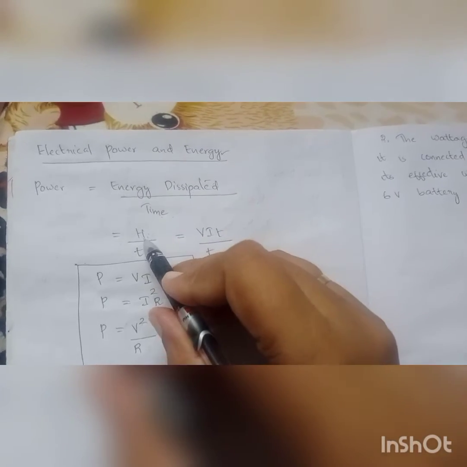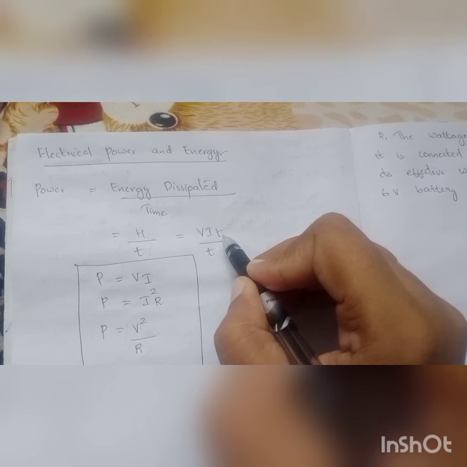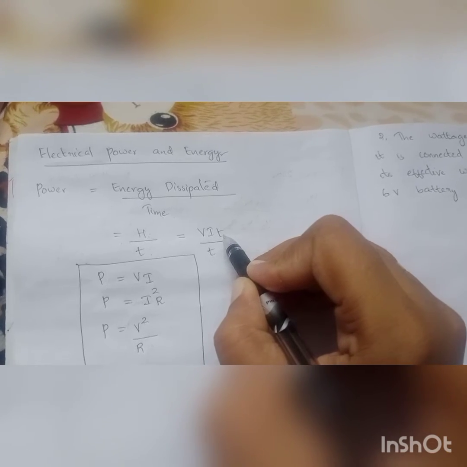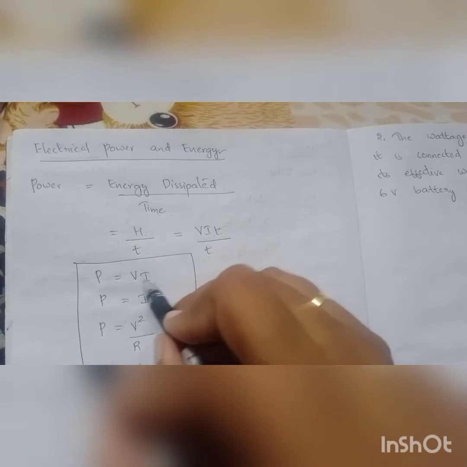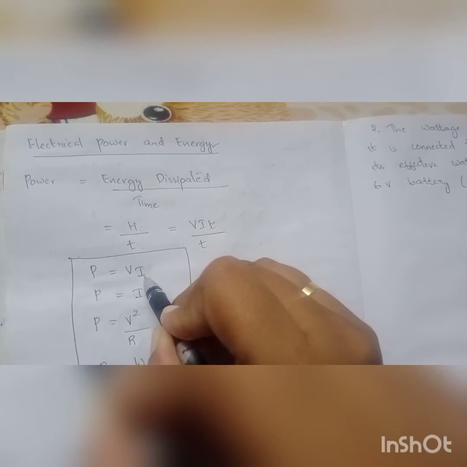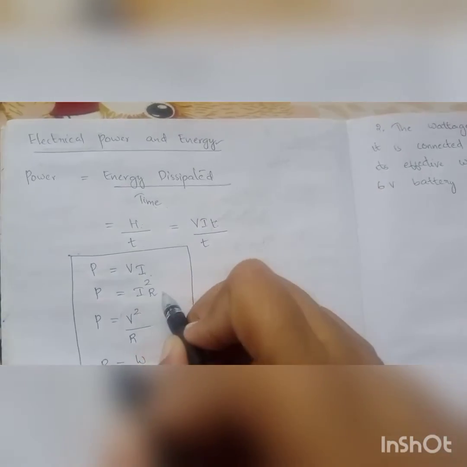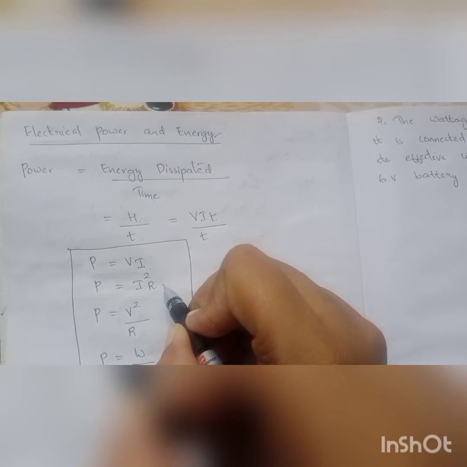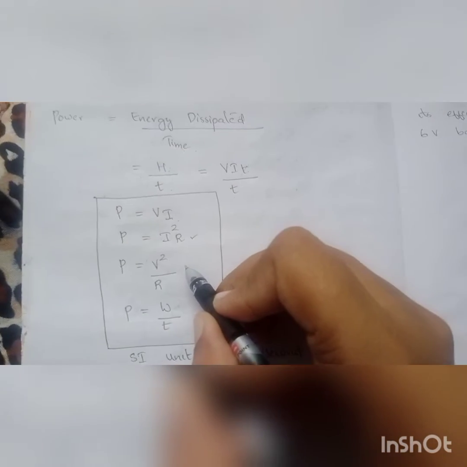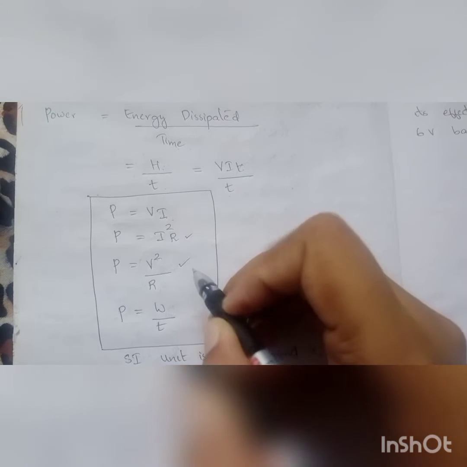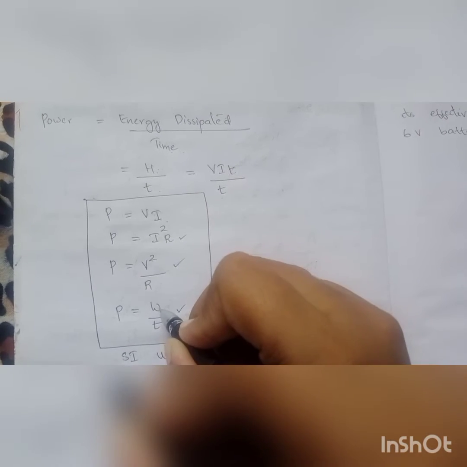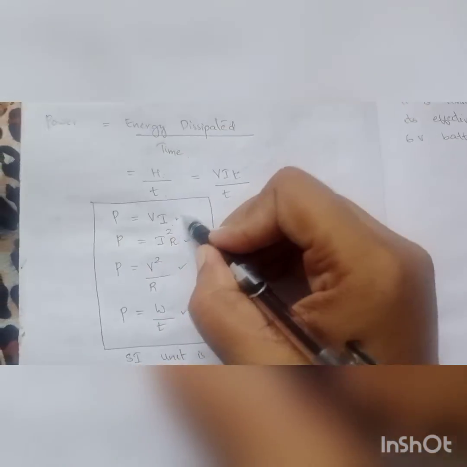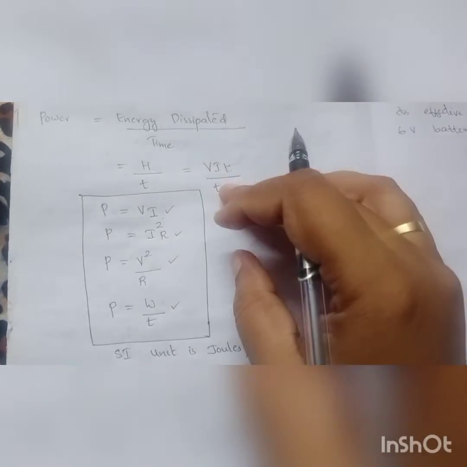Heat energy can also be written as V I into T, divided by time. So T and T get cancelled and we get power is equal to V into I. There is another formula for power, P is equal to I square R. Another one is P is equal to V square by R. And another one is P is equal to W by T, where W means work, by time. So these are the four important formulas of power.